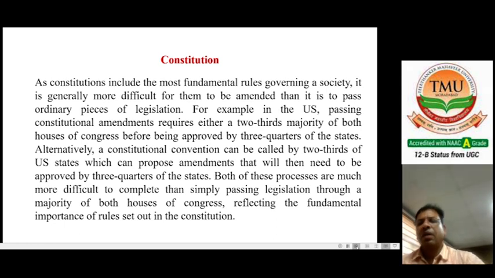There is a need for a two-thirds majority to pass it in the Congress. But whenever the parliament makes some kind of policy or legislation, there is a need for only 50 plus 1 percent of the vote. So this is the easy way we can understand it: when we want to amend a constitution, it is a difficult process.